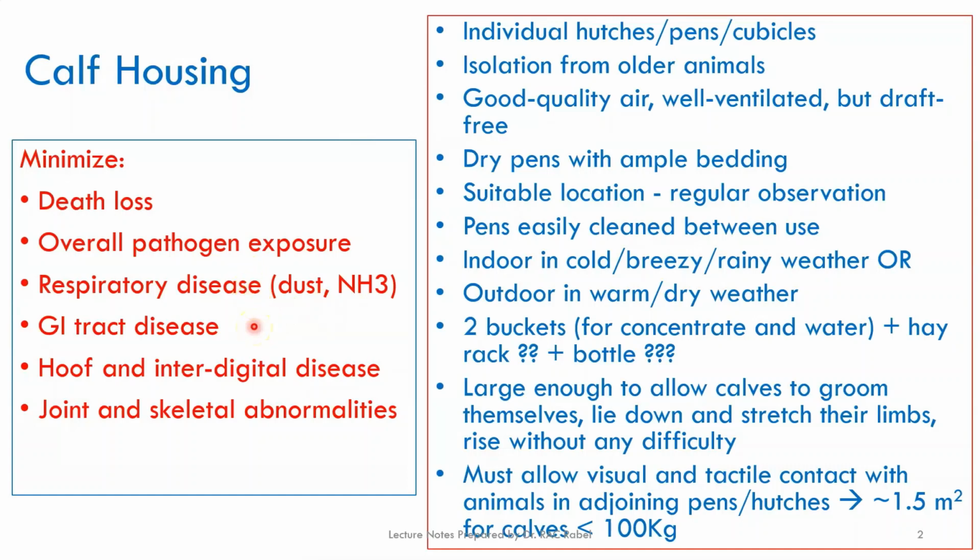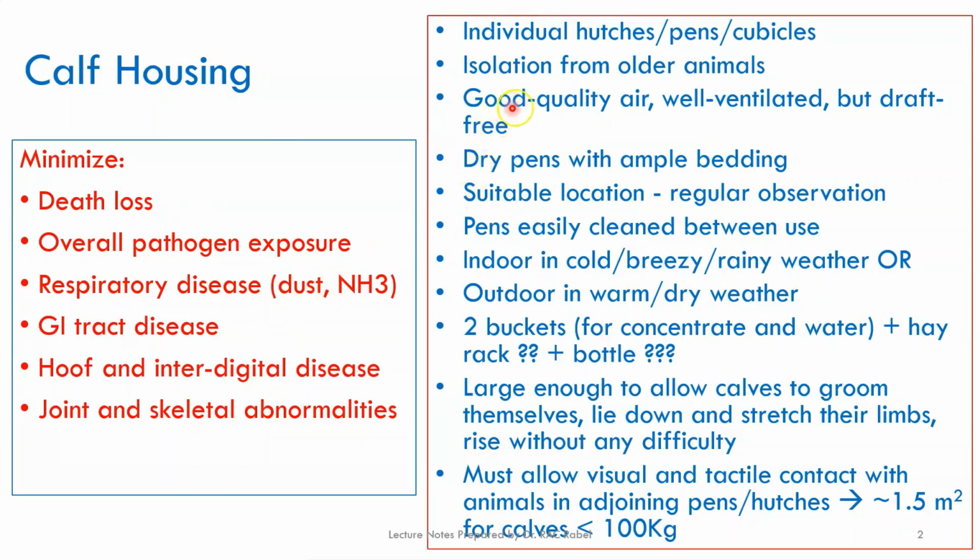Morbidity. So if you want to keep morbidity rates low, you have to make sure that the calf housing has been properly designed, right? So respiratory diseases, GI tract diseases, hoof and interdigital diseases, and joint and skeletal abnormalities. So all together, your housing should be designed in such a way that these will be minimized.